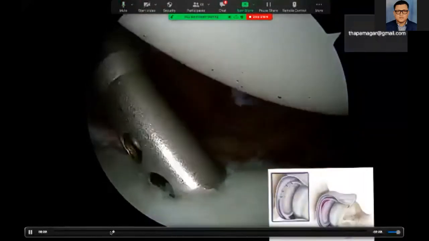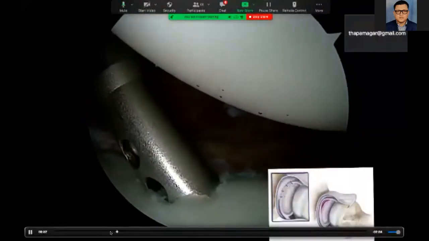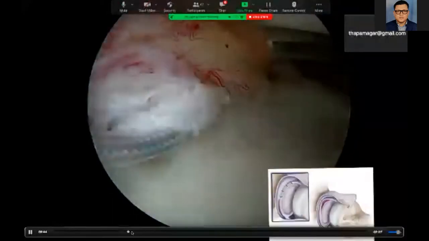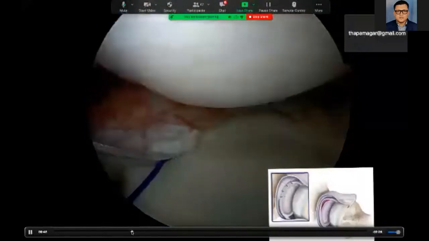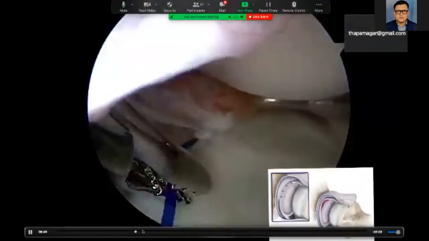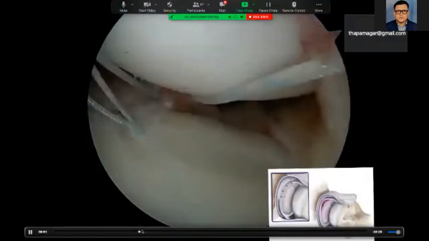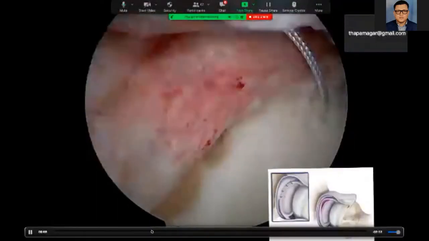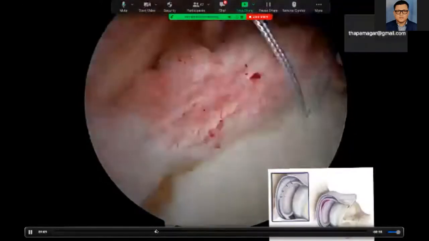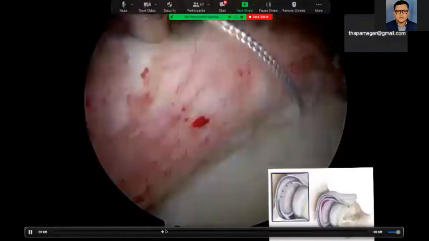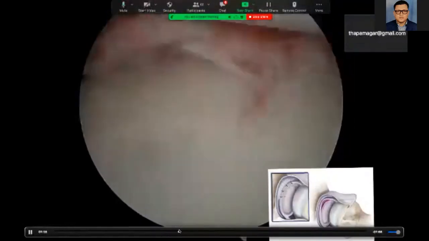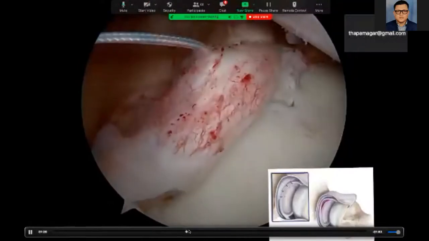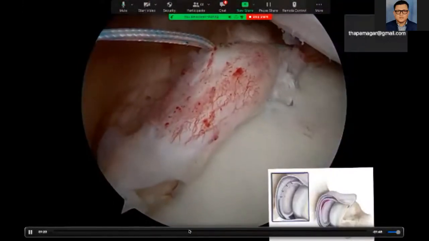Then we are putting the first anchor at about the 5 o'clock position. We pass a suture passer, then shuttle the suture, then take another suture from the anterior labrum. This is the second bite from the same anchor. This is the mattress suture type, and this is again the shuttling of the suture. Now another step is tying this knot. See how this bump comes over the glenoid surface.